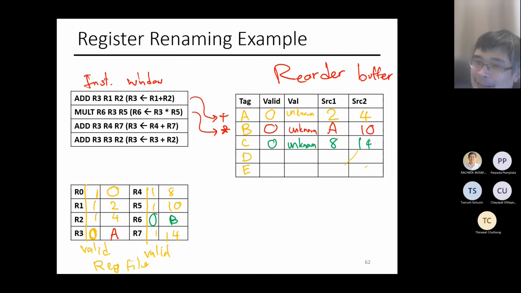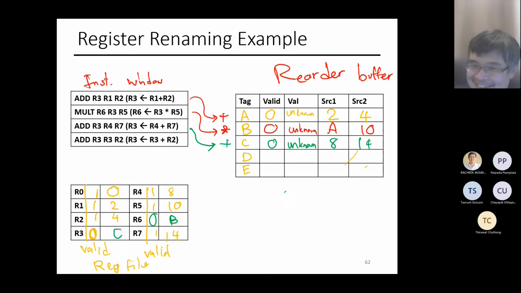So what do I do here? What do I change in the register file? I change it from A to C. You got the point. The instruction that updates R3 is the third instruction, so it should be C. This is my add, this instruction right here.